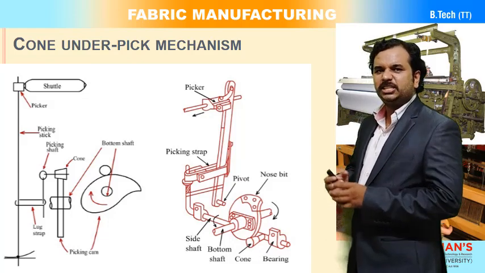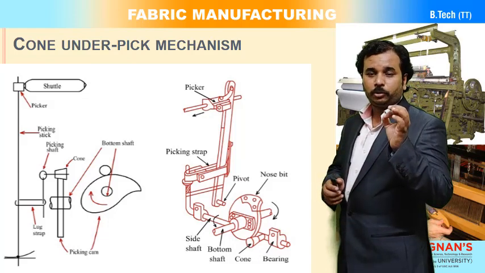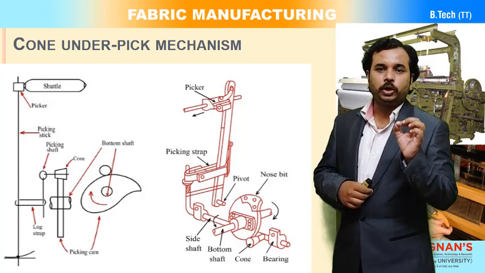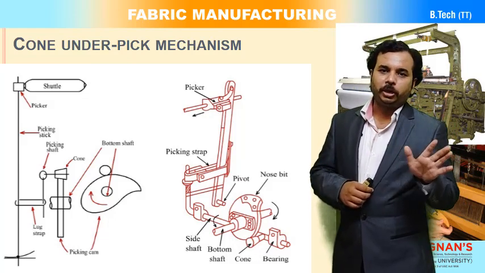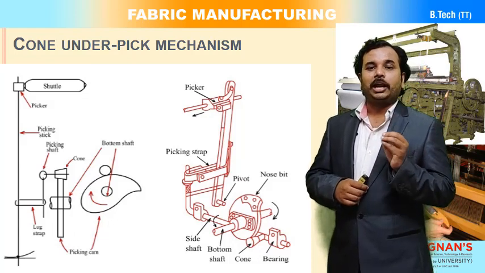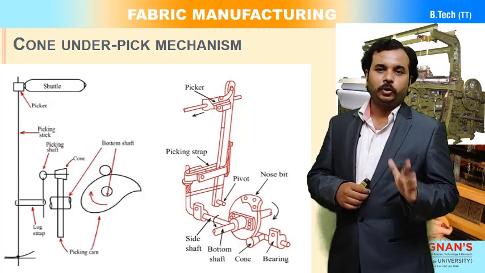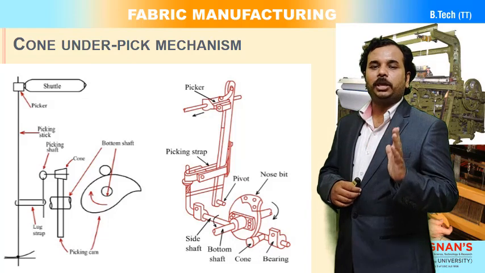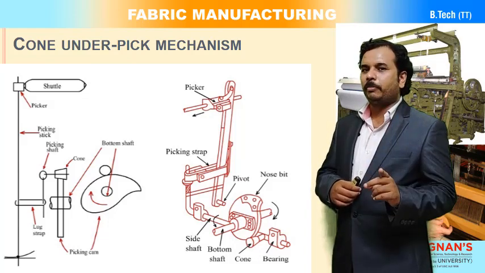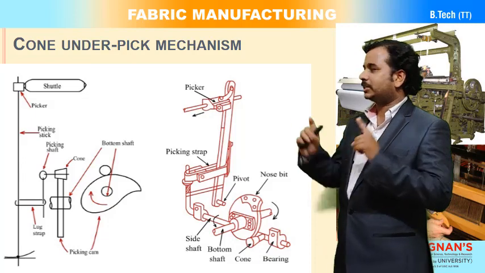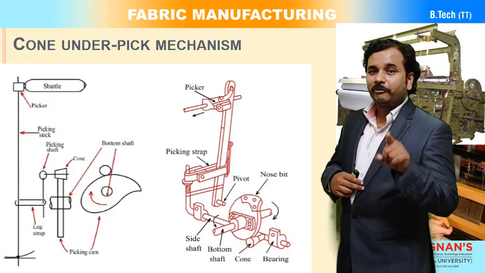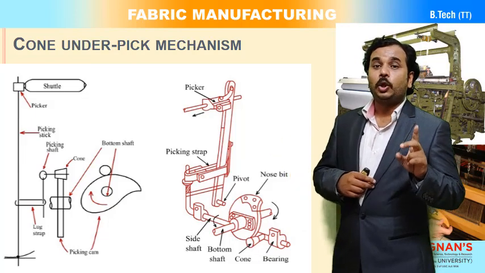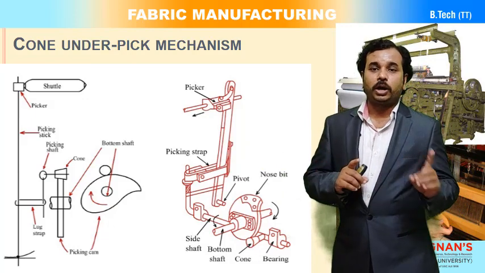You can observe that there is a bottom shaft again. You have to remember that for any picking mechanism, the driving motion is going to come from the bottom shaft. On the bottom shaft we are going to fix these picking mechanisms. And one more thing to remember: whatever picking mechanism we are discussing will be available on both sides of the loom. There are two picking mechanisms, one on each side, and one after the other it will work.